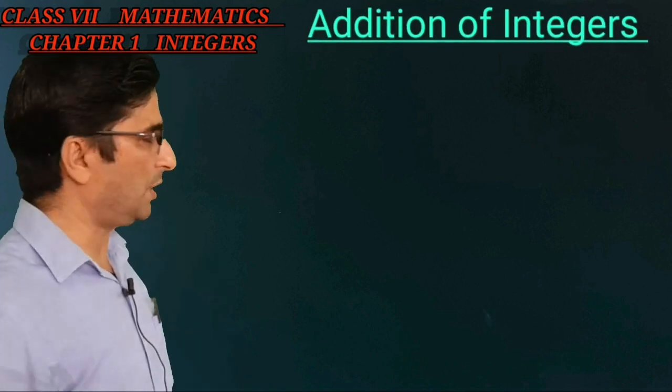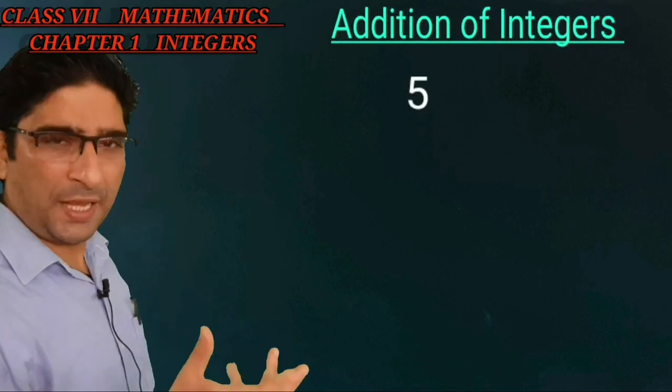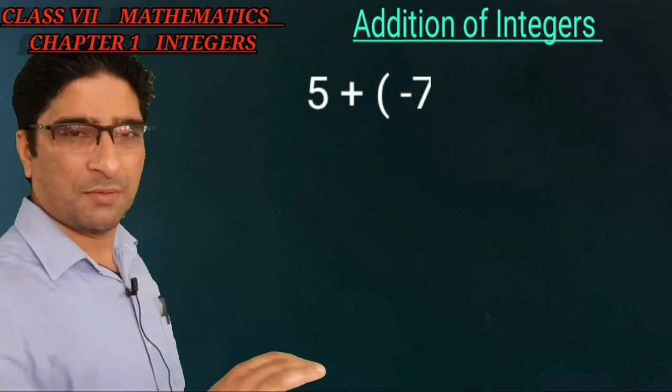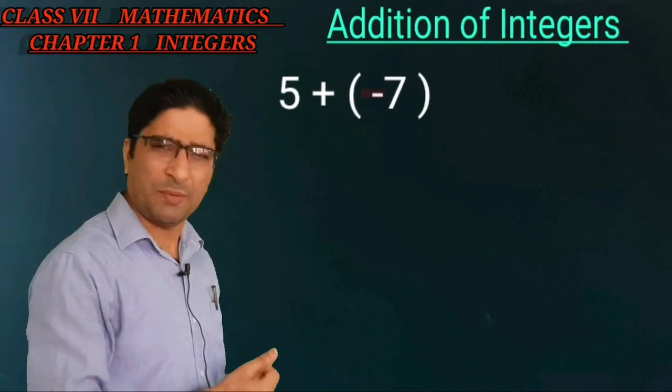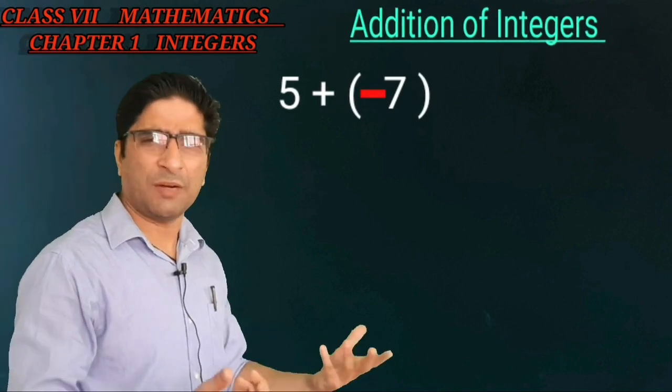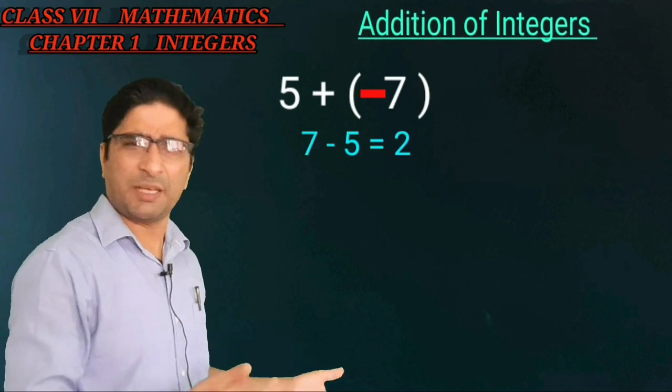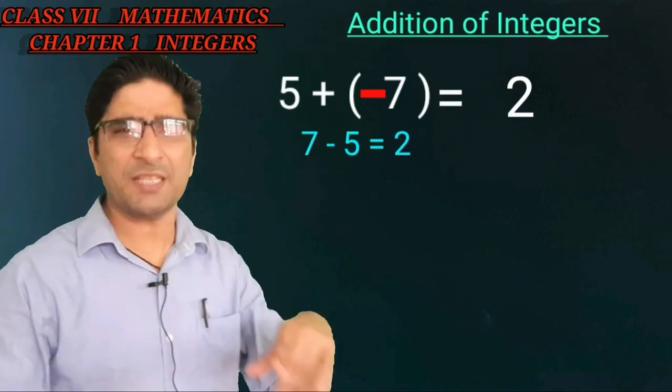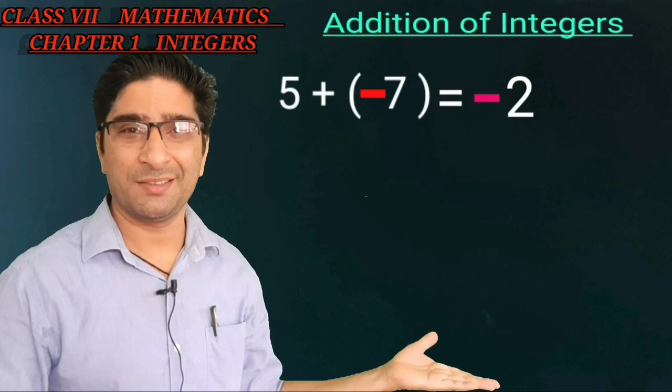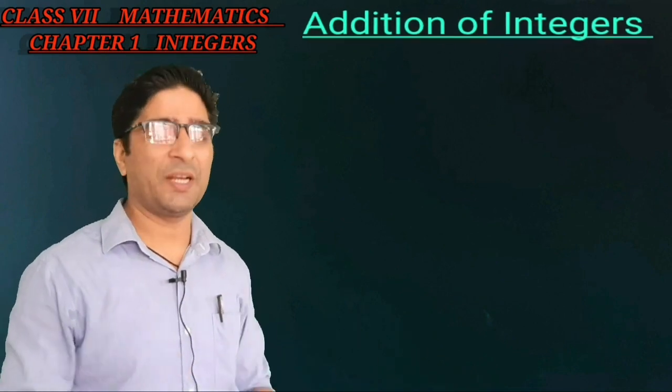One more condition you check. 5 plus minus 7. Here also we have one minus. So you subtract the smaller from the greater, that is 7 minus 5 is equal to 2, and 7 has the minus sign, so the sign will be minus. Is it clear? So very simple.